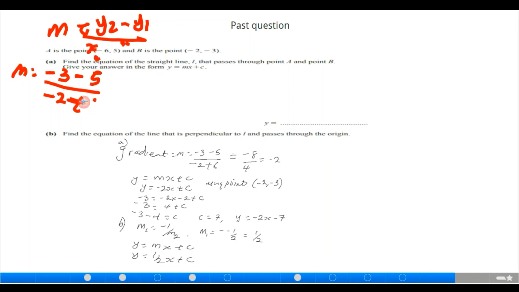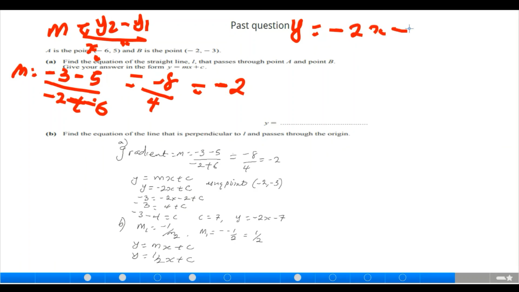Minus 6. So we have minus minus, and that will give us plus. So minus 3 minus 5 is minus 8. Minus 2 plus 6 is 4. 4 goes into 8 two times, but remember we have a minus, so our m here is minus 2.